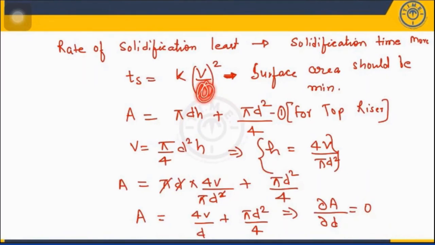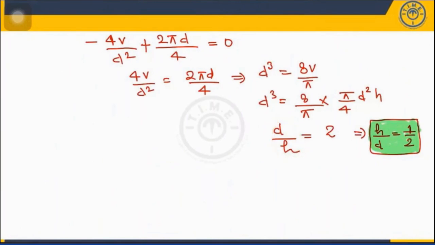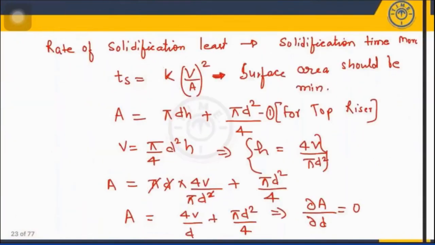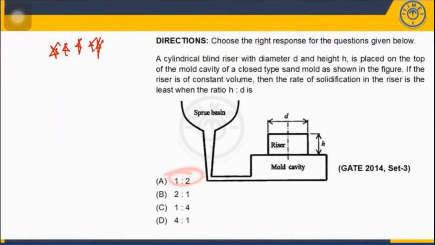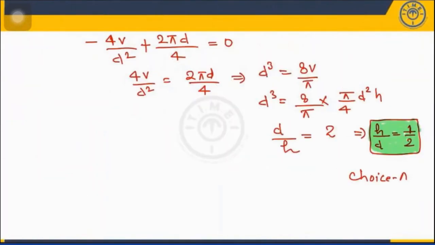So you know the area value. Area is pi dh plus pi by 4 d square. You have minimized this area to get the solidification time more. Then you got the ratio of h by d as 1 by 2. So what is the correct answer? A will be the correct answer for this question. Choice A is the correct answer.